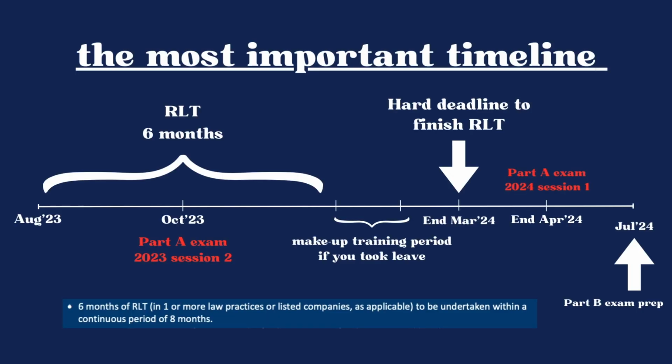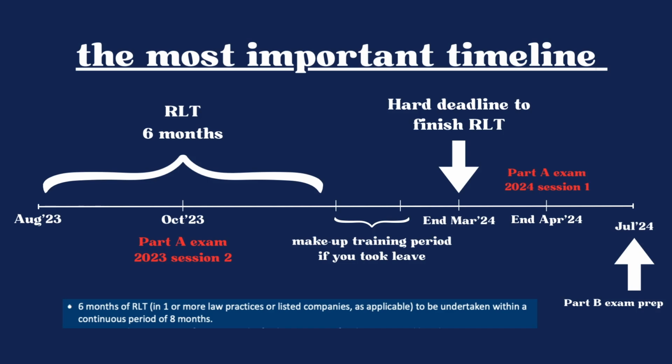Okay, so let's talk about the most important timeline. I've summarized everything into a neat graphic. And just to disclaimer, this is what happens for my year. I'm not sure if there will be changes in the future, but this is what I did. So from August last year till about January this year, I'm supposed to do my RLT, and that is the training that I have to do for 6 months.